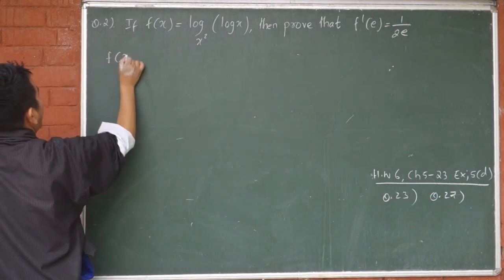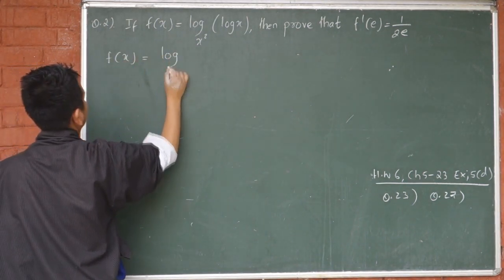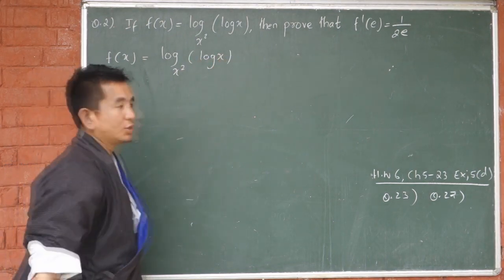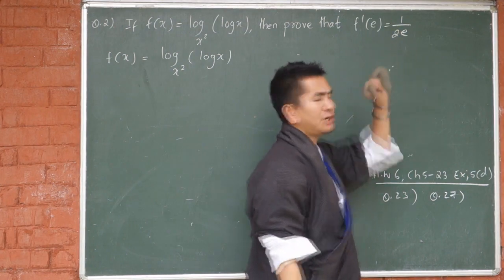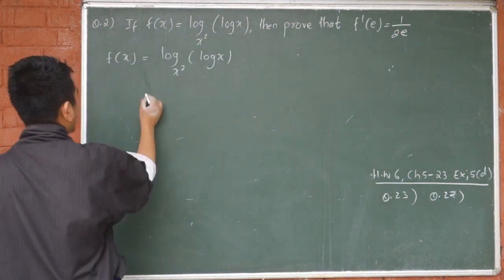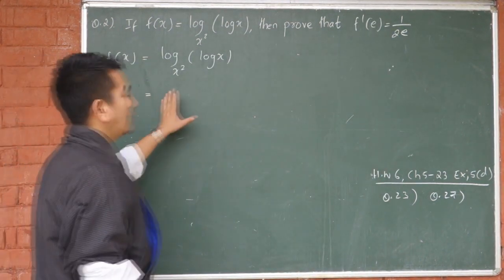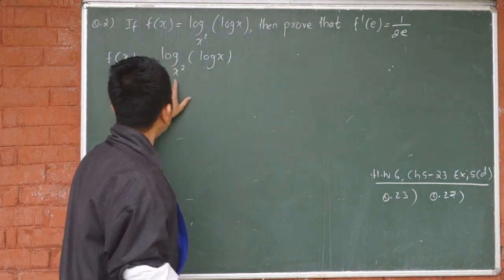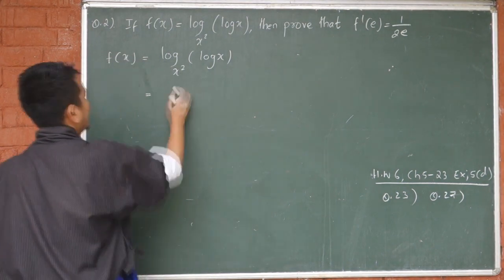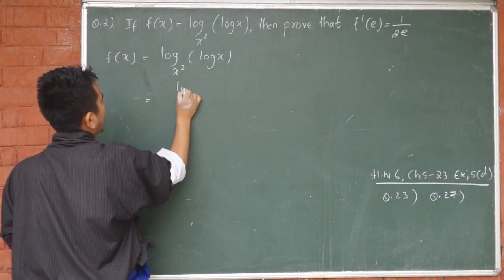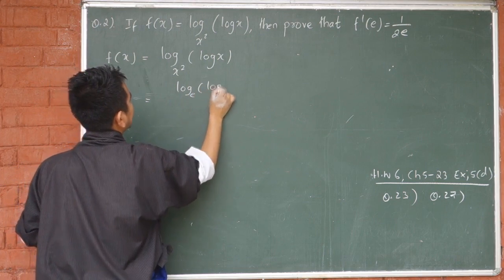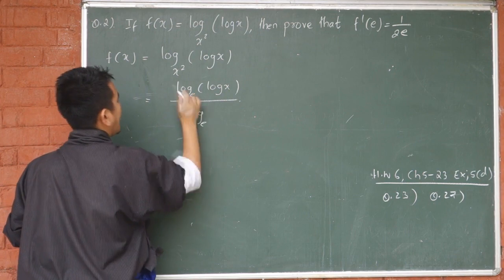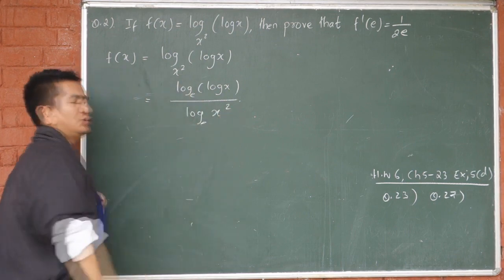We have f of x is equivalent to log to the base e of x squared times log x. You need to prove that f dash of e is equal to 1 by 2e. Before going with this one, this is a proving question. We need to go with the change of base. Base is not e, did you see here? So I can write this one as log to the base e of log x divided by log to the base e of x squared. This is the way to go with change of base.